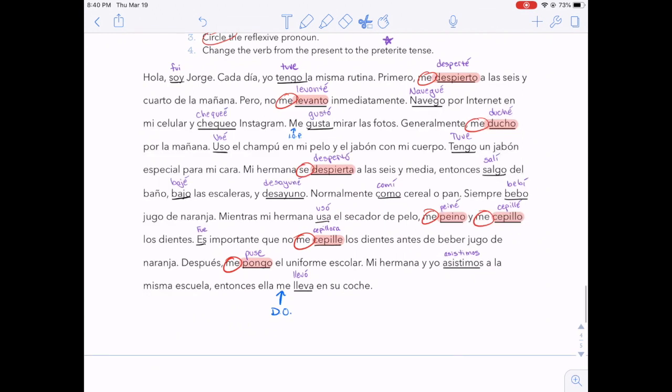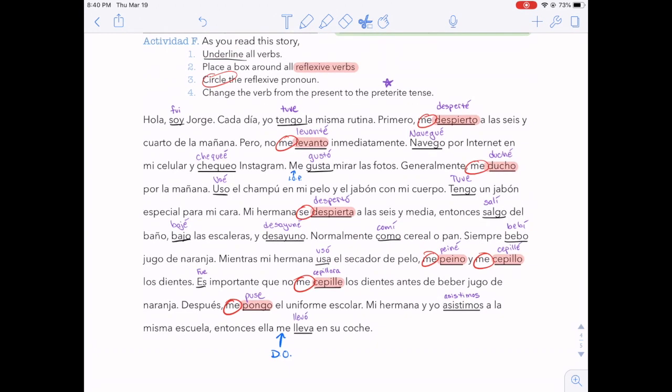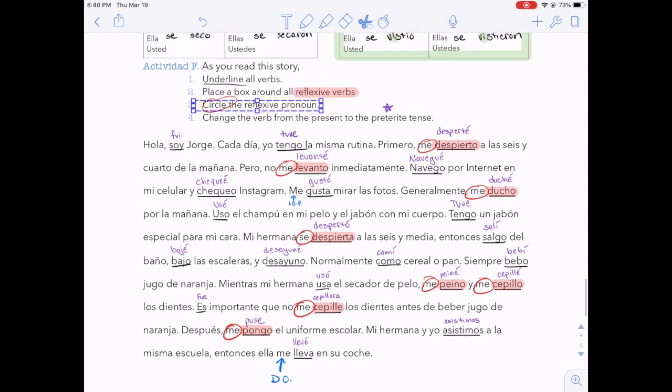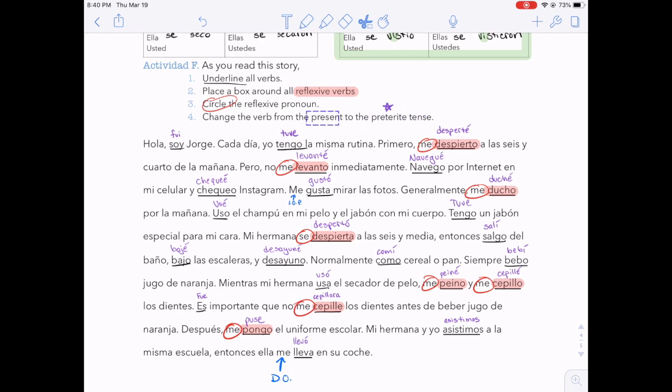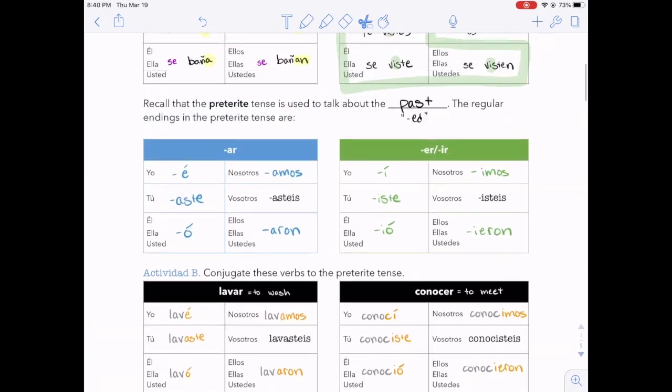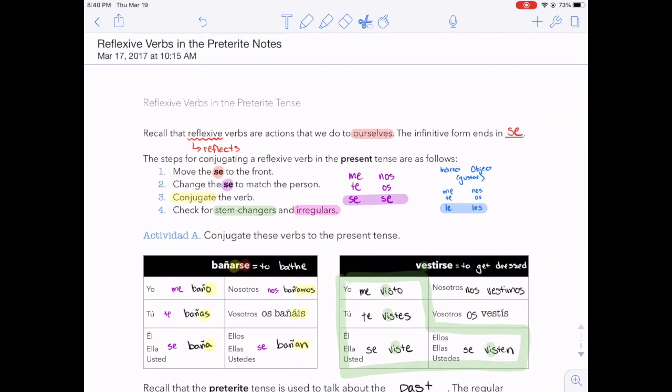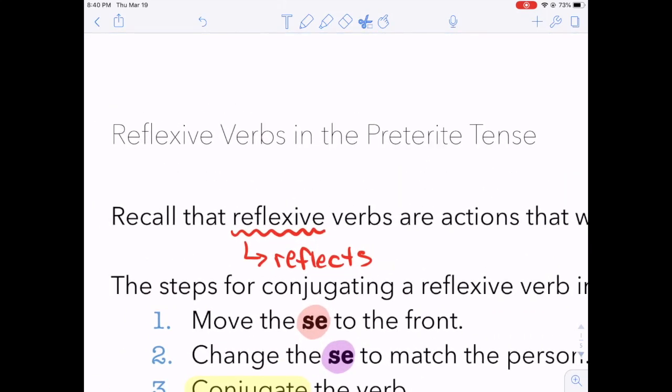To recap, look at all of our reflexive pronouns. Notice how our reflexive pronouns stay the same even when we write in the preterite tense or in the present tense. There is no change there. The only thing that changes is our endings. I hope you've enjoyed our, what are these called? Our reflexive verbs in the preterite tense notes.